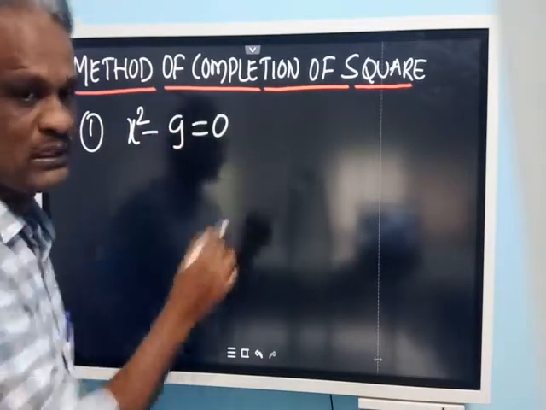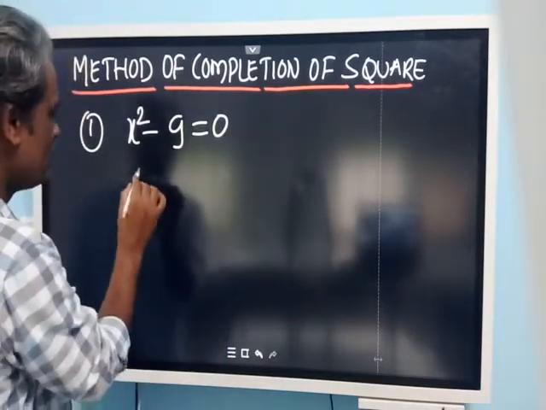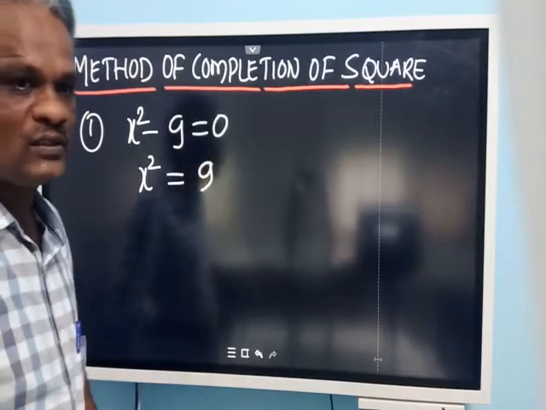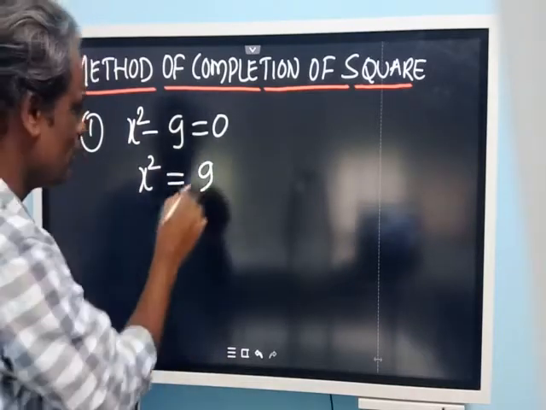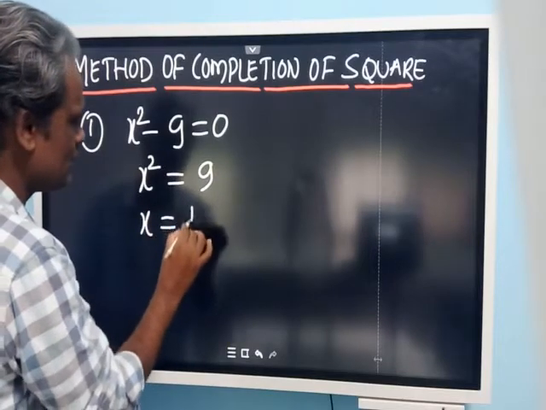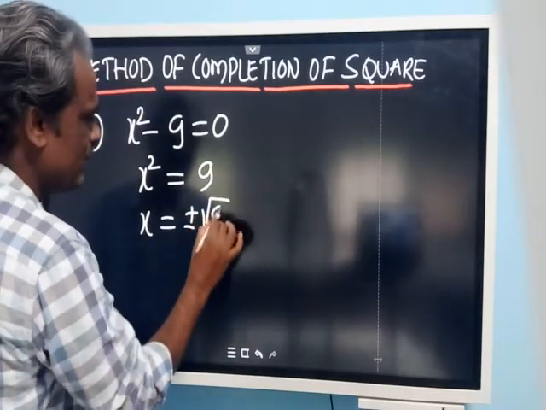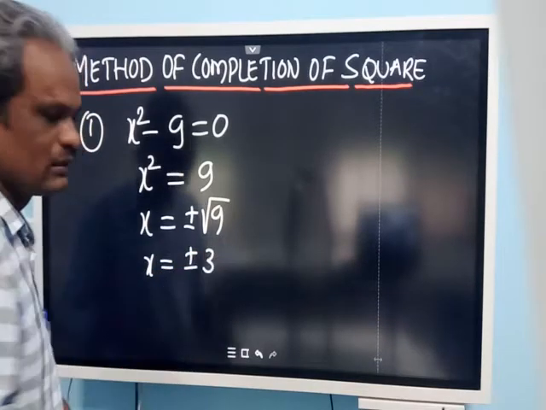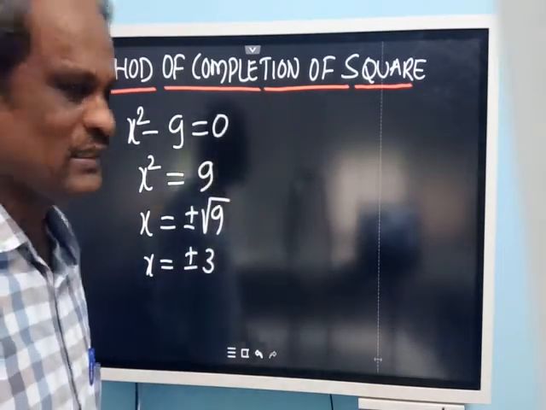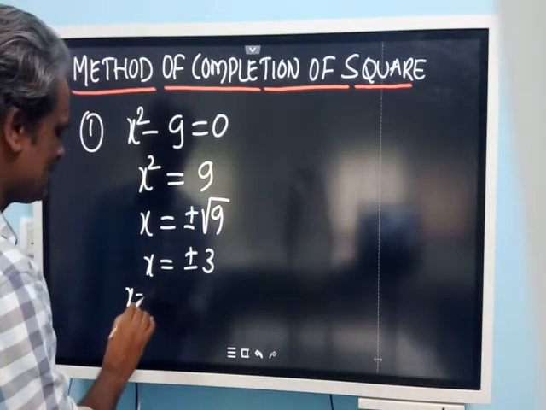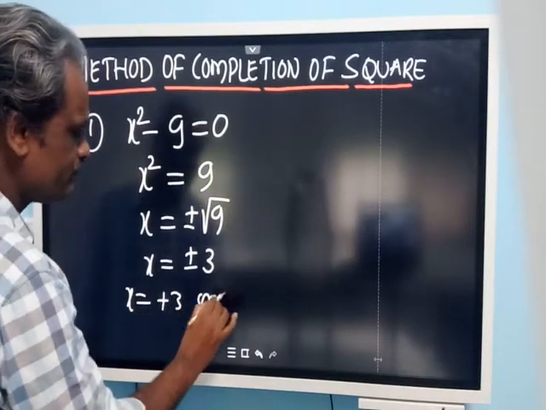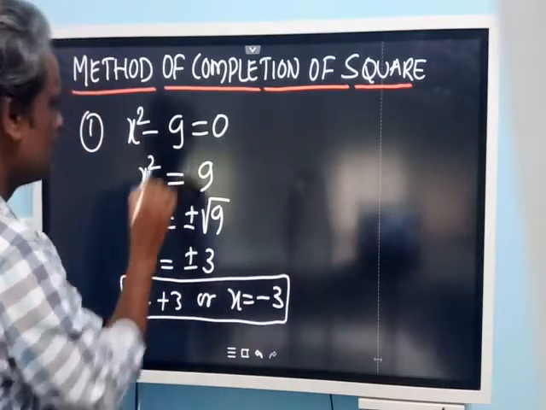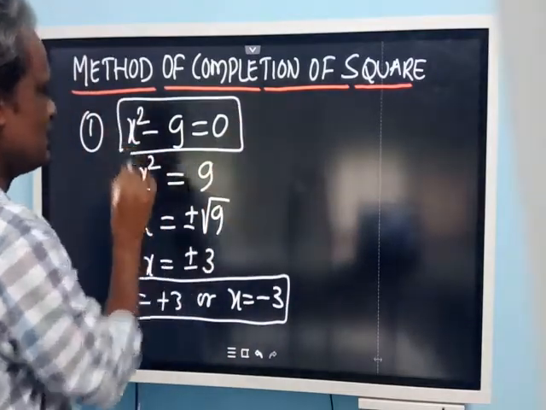Just transfer the minus 9 to the right side. So x square will be equal to 9. Now x square is equal to 9 means you take the square root of this. x will be equal to plus or minus root 9, so x is equal to plus or minus 3. These are the two values: x is equal to plus 3 or x is equal to minus 3.